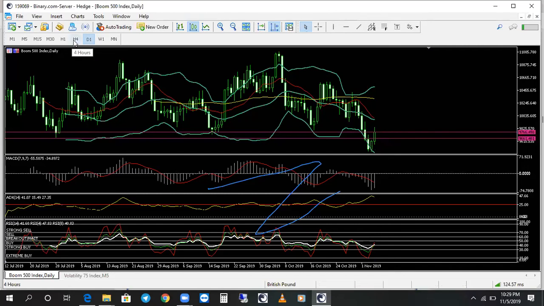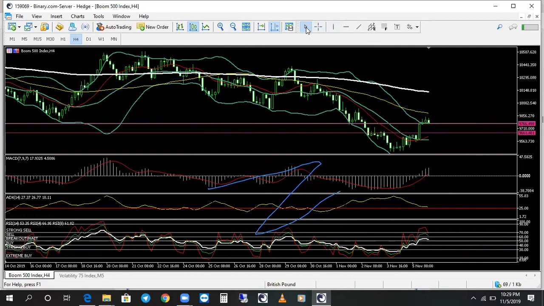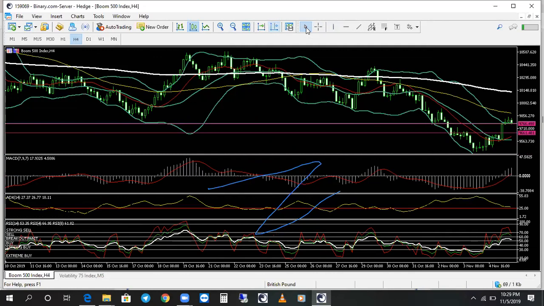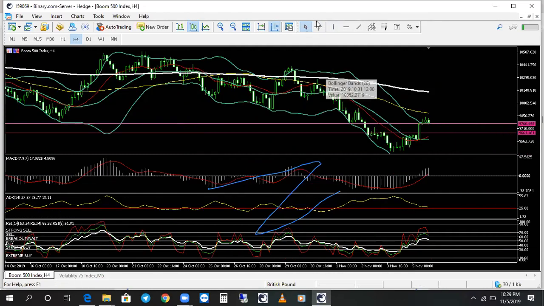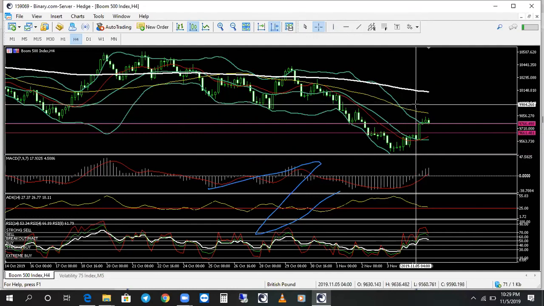Now let's go to 4 hours. I started from daily, so come to 4 hours now. This is where today will have started. I think here. Today is 5, right? So it should be here. This is where today started on the hourly candle.